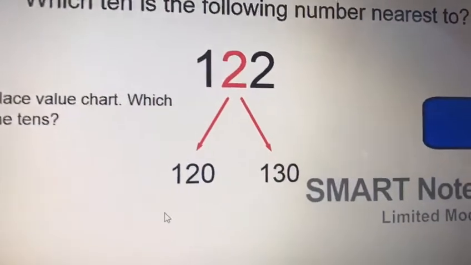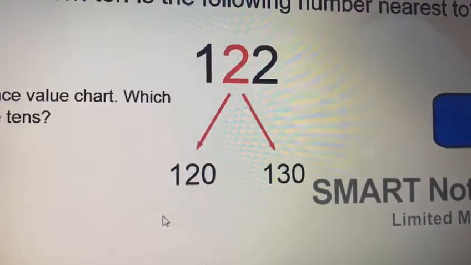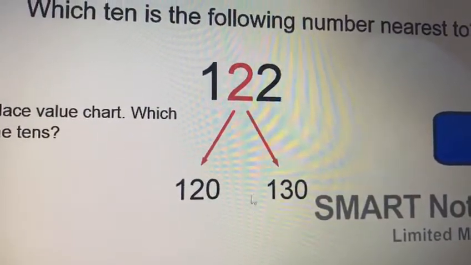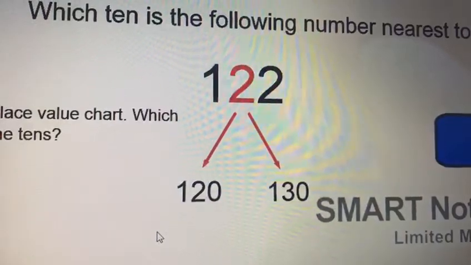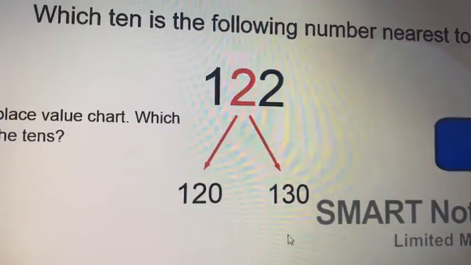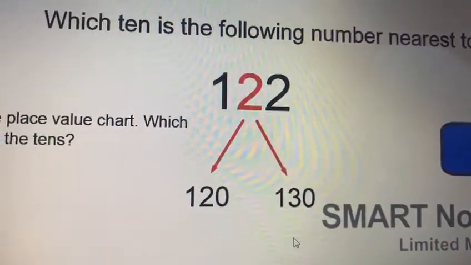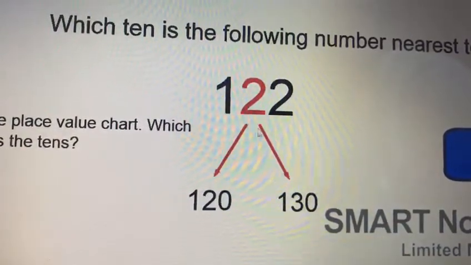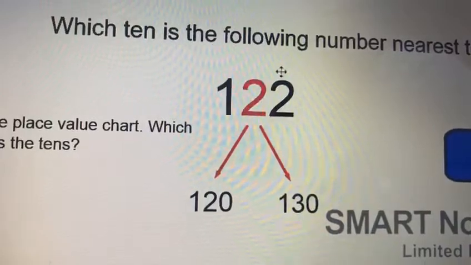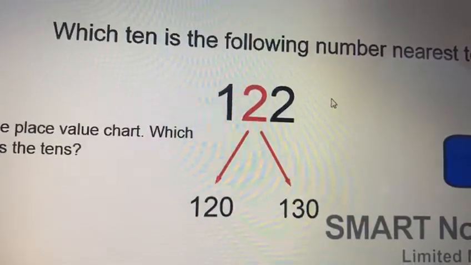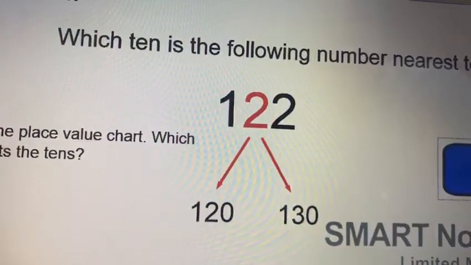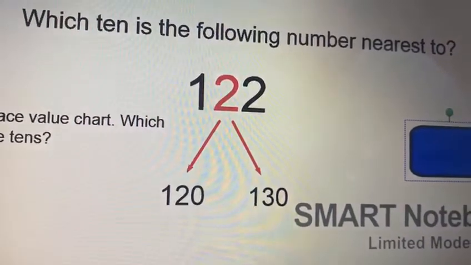So let's see what 122 is sandwiched in between. It's sandwiched in between 120 and 130. So now that we know the rules, let's look to the digit next door. Is 2 over 5, 5 or more, or is it less than 5? Pause the video and have a think.